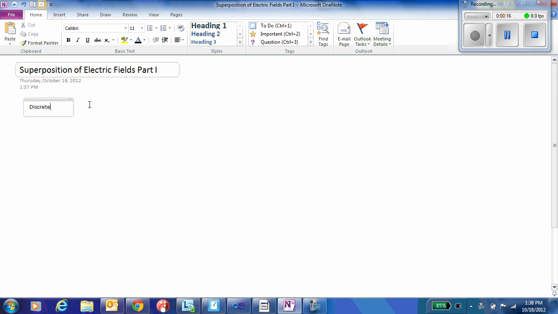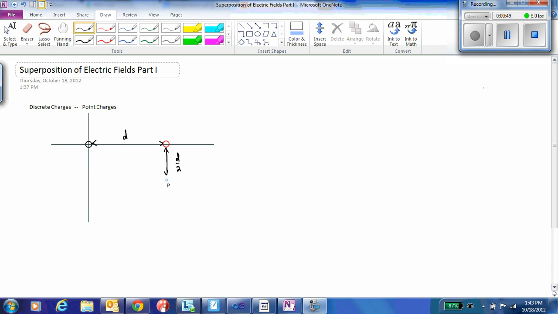A discrete charge distribution is when the charges themselves are point charges and they are combined together to form a combination like a line or a triangle or a square or a circle where the individual pieces are still point charges. So the superposition will occur as the sum of the individual electric fields due to the point charges.